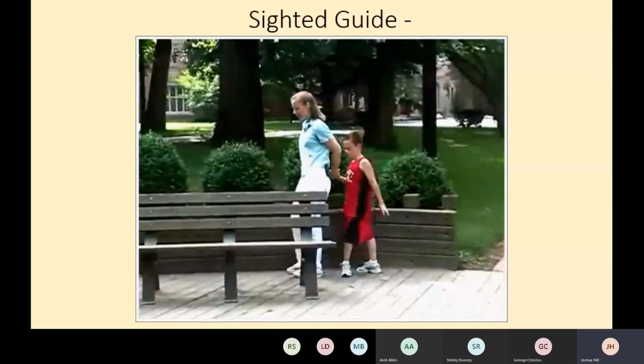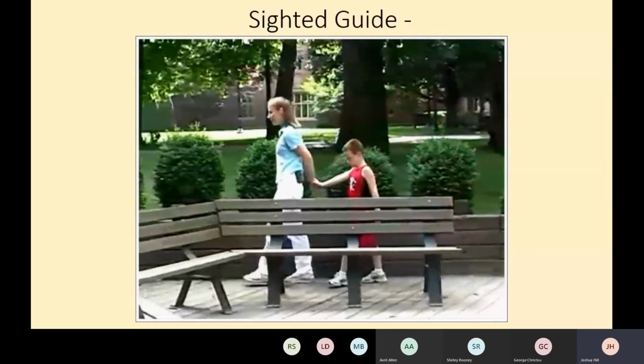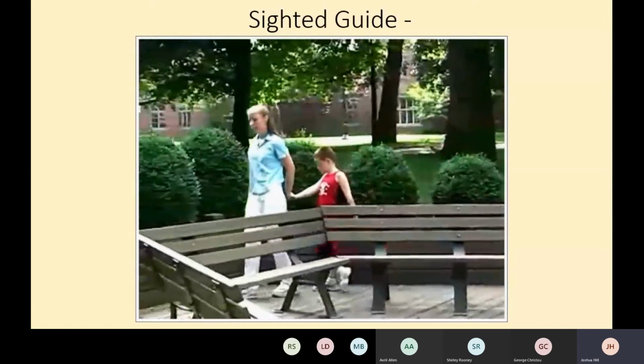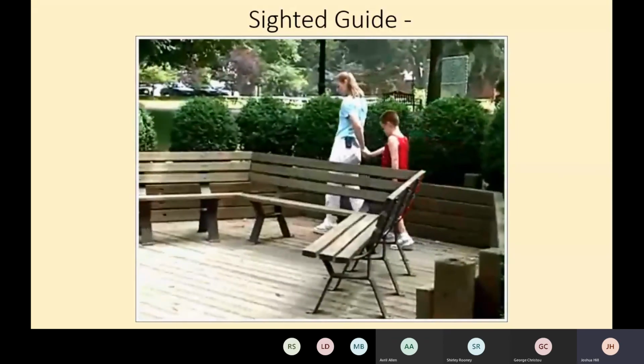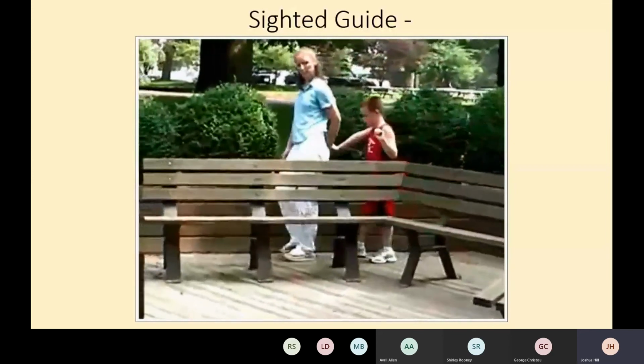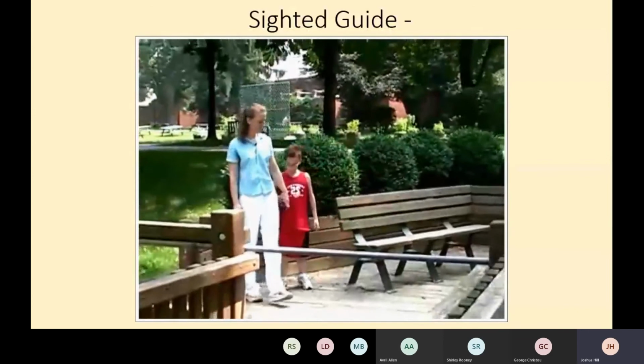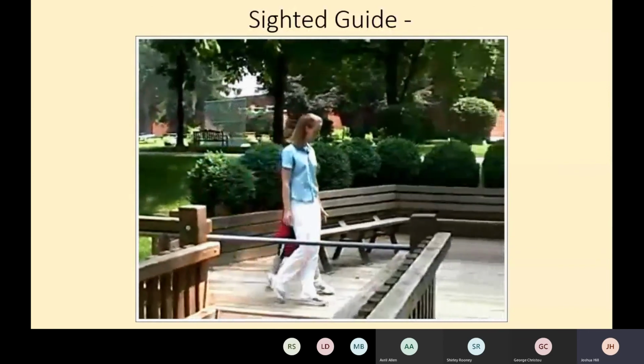To travel through a narrow space, the guide moves their arm behind their back. This lets the follower know they should move behind the guide and extend their arm to increase the space between them. This increased space allows the two people to move through the narrow space more safely and efficiently.